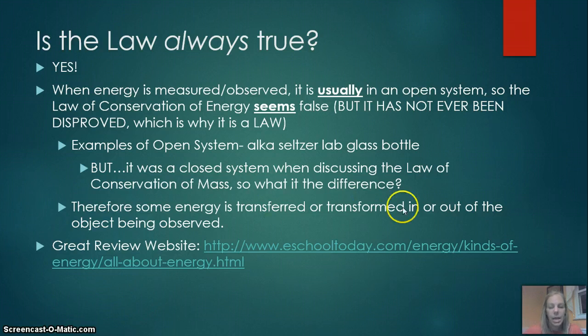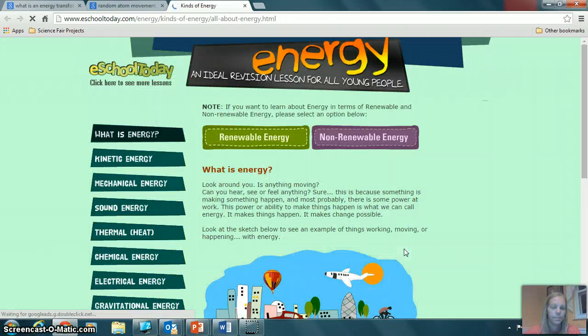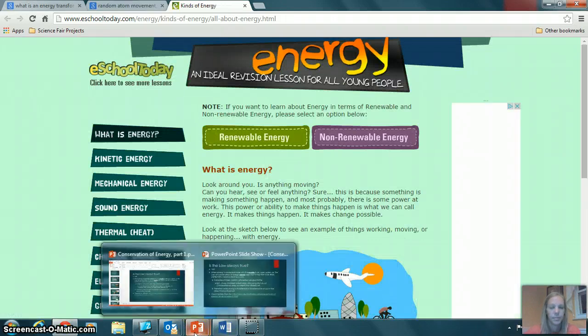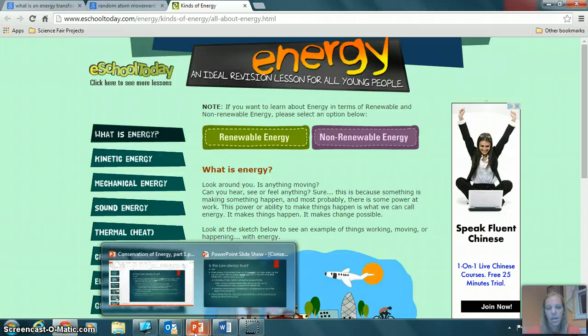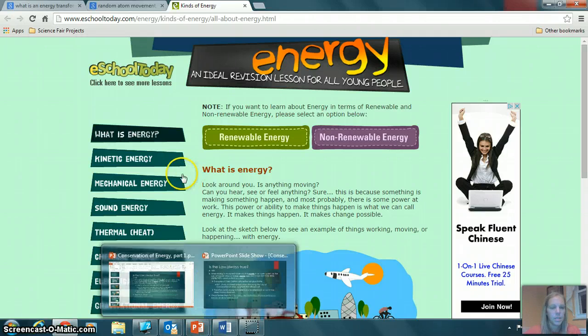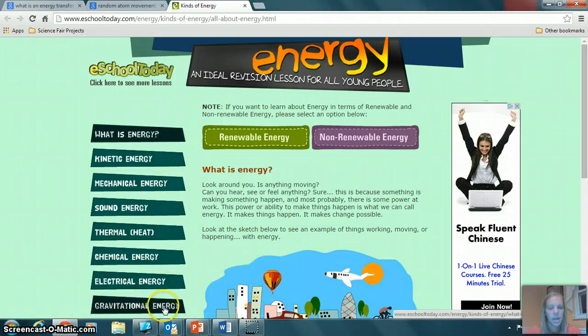Now here I added a site down at the bottom, and basically it just takes you to a website that will help you review the forms of energy, and this will come in handy as we talk about energy throughout the year, but also towards the end. Here is the website, and you can check that out, and you see that there are lots of things you can click on the side and brief overviews of renewable energy resources and non-renewable energy.